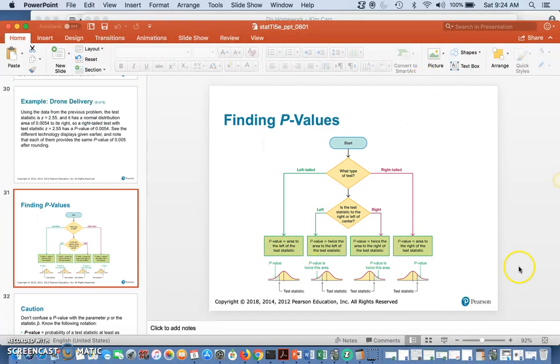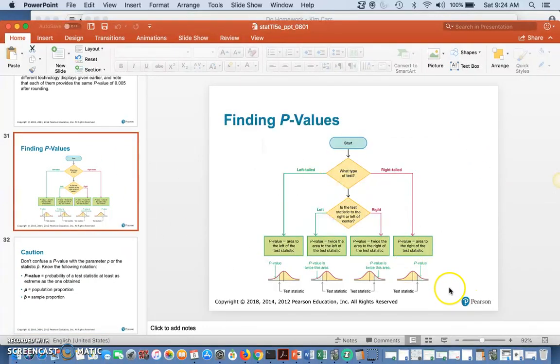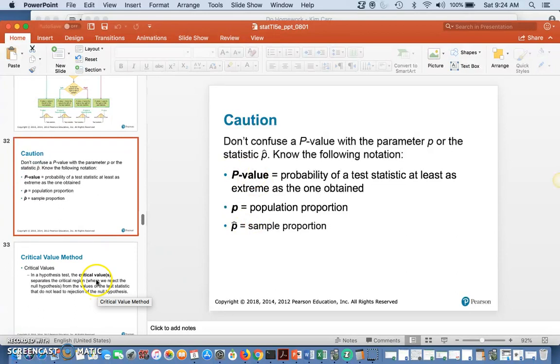Finding p-values, this shows you how to find p-values. What type of test is it, left, right, and so forth. And with the p-values, you go through and see where your critical areas are. There's a caution: don't confuse all these p's. There's a lot of p's involved.